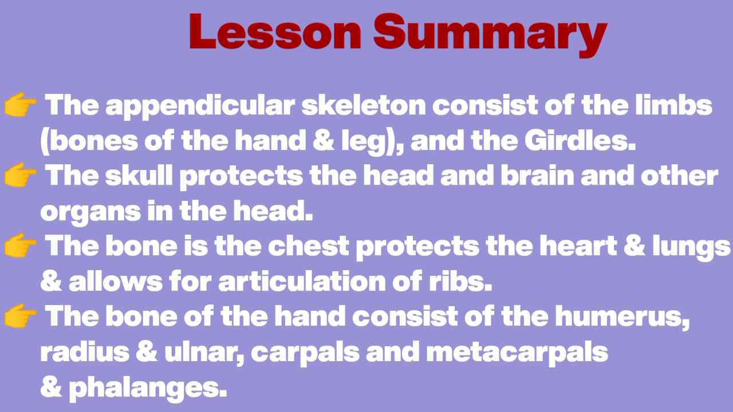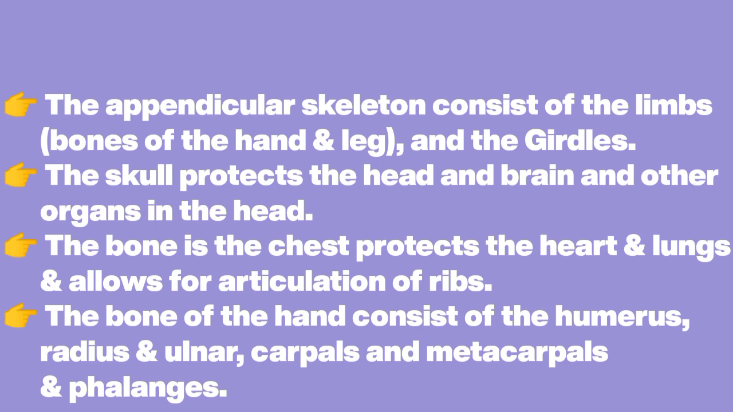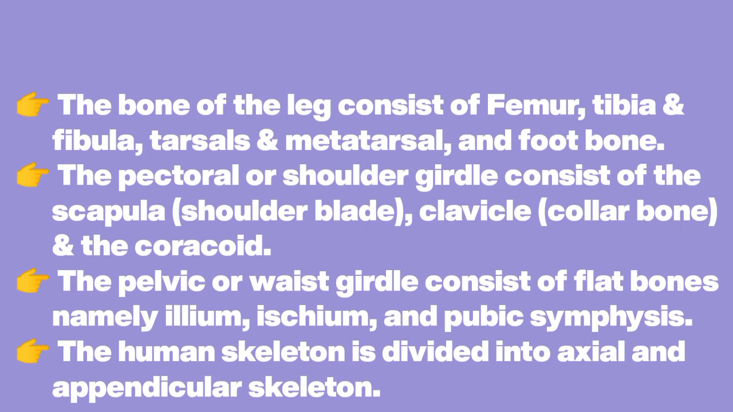The bone of the chest protects the heart and the lungs and allows for articulation of the ribs to form the rib cage. The bone of the hand consists of the long bone called the humerus, followed by the radius and ulna, which are the bones of the arm. Then next is the carpus and metacarpus, which are the bones of the wrist. Then next is the phalanges, that is the bones of the fingers. The bones of the leg consist of the longest bone of the body called the femur bone, located at the lap region, followed by the bones of the leg, which are tibia and fibula.